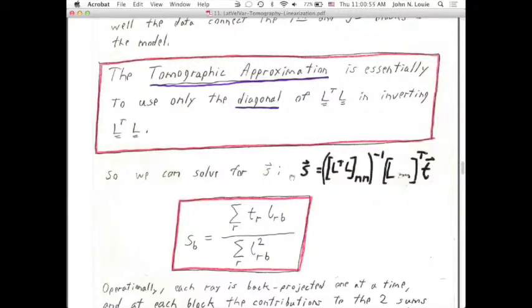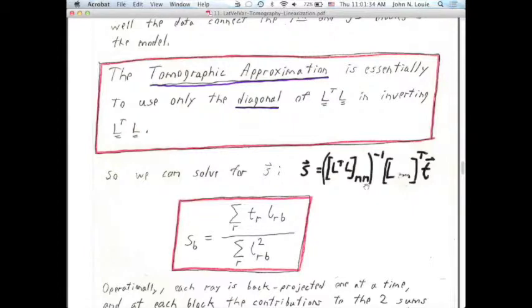So we have the solution here, and I wish I knew what that smudge was now. Let's see, that's L transpose, probably still sub NN. The diagonal of L transpose L we can say is L transpose L sub NN. And that's easy to invert.